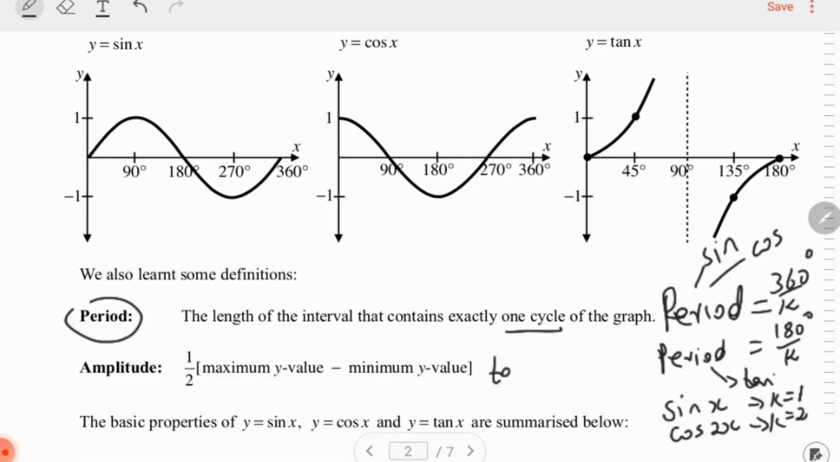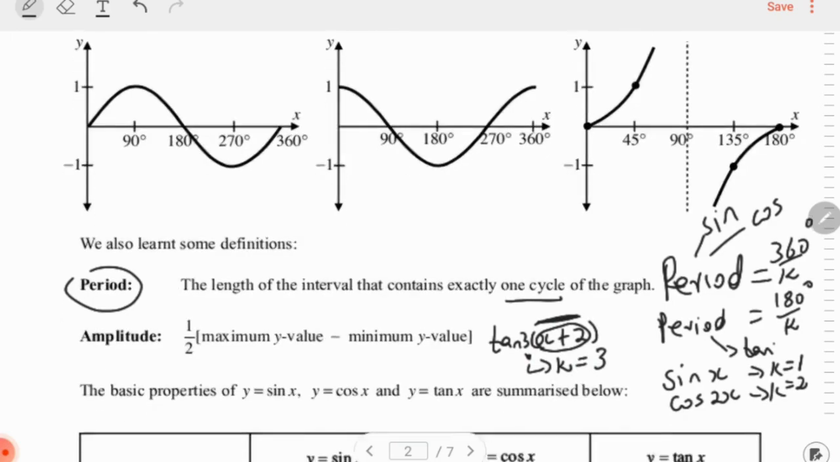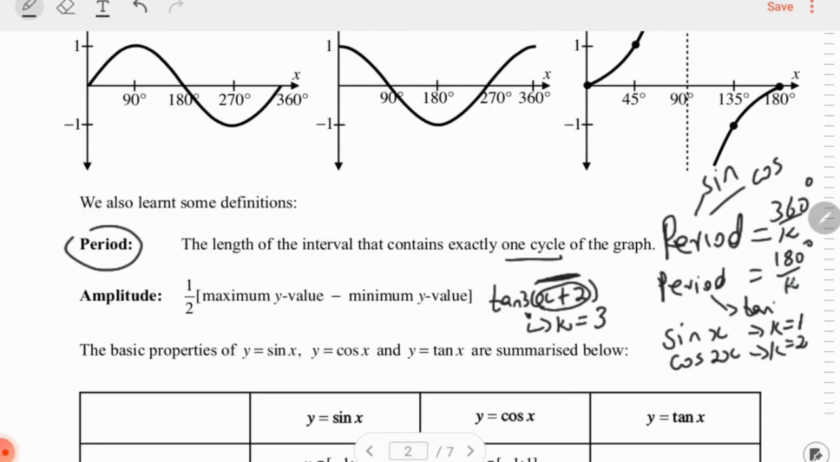What if we have tangent of, let's say, 3x plus 2? You'll see that the angle here is x plus 2 because it's inside a bracket, so that shouldn't matter. What is the coefficient of that whole angle? It is 3, so in this case k equals 3. You would have to substitute k in order to get the period for such functions.